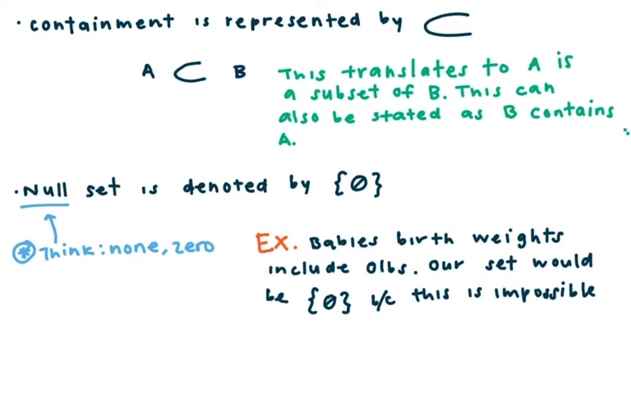So for example, babies' birth weights include 0 pounds. Our set would be the curly brackets and a 0 with a line, because this is impossible. It's impossible for a baby to be 0 pounds.